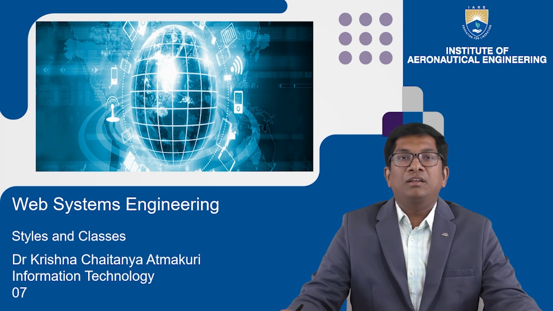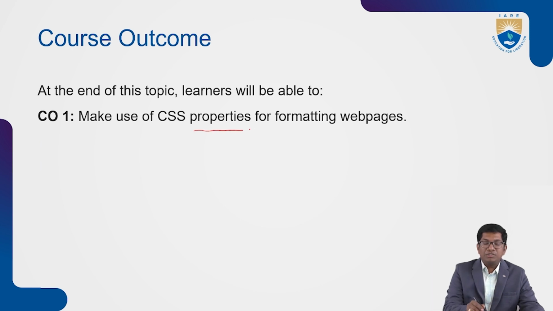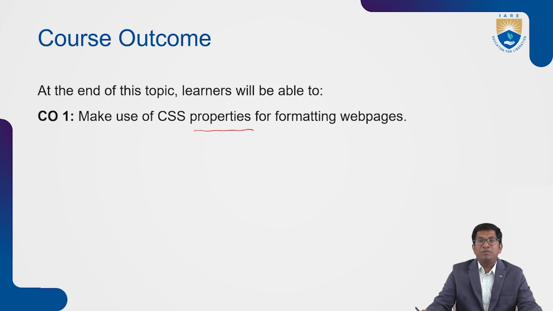We'll dive into detail about the topic styles and classes. At the end of this topic, learners will be able to make use of CSS properties for formatting web pages. We have different types of cascading style sheets and their properties, which we'll discuss in detail.